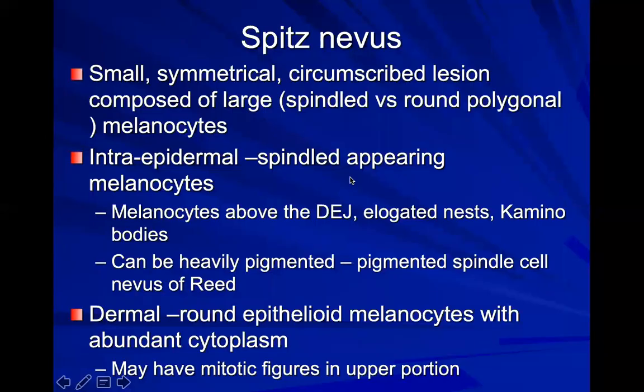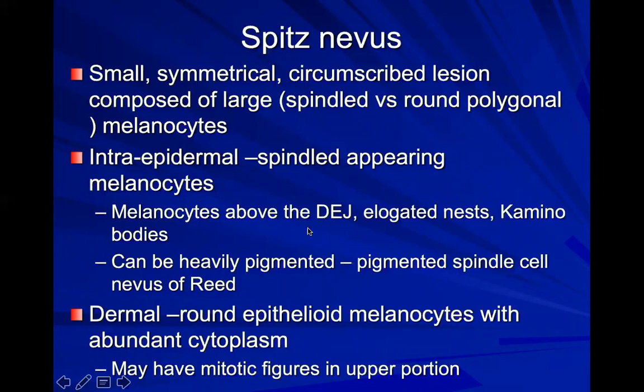So what's a Spitz nevus? Well, Spitz nevus is kind of a messy topic right now that will be evolving in the next few years. But generally, to be a nevus, it has to be small, symmetrical, and circumscribed, right? Same rules apply. But these melanocytes are more spindled and larger in the epidermis, or they can be very round and polygonal in the dermis. So epidermis, spindle, dermis, round, plump cells.